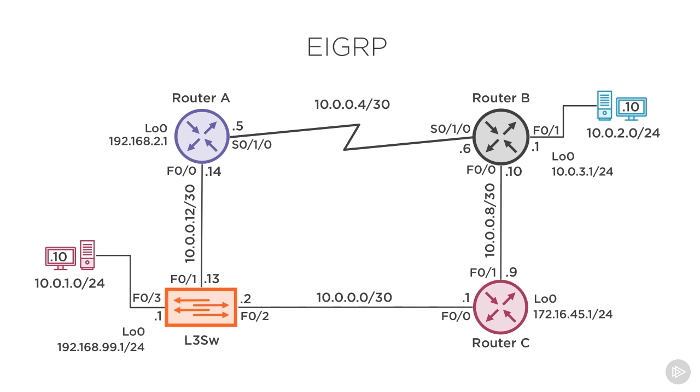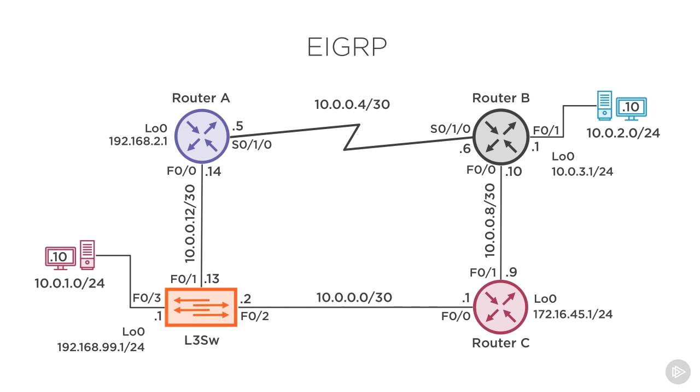And I've set this up so that there's a serial link involved here so that we have a bandwidth difference by default between the fast Ethernet links and our serial connection. Our serial connection is going to have a default bandwidth of 1.544 megabits per second versus our fast Ethernet, which should be at 100 megabits per second.